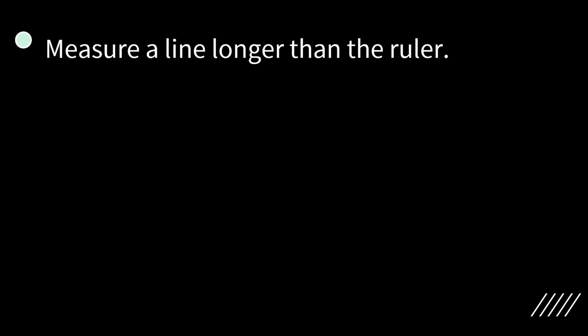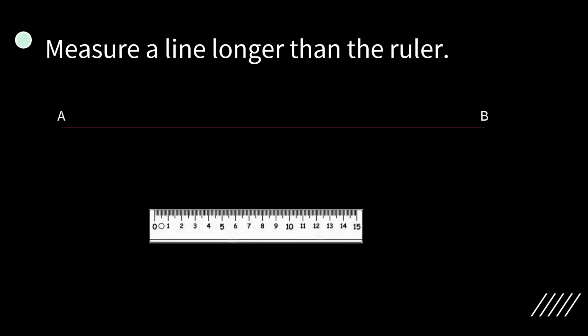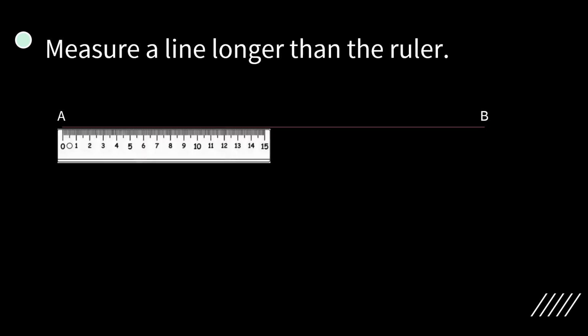How do we measure a line that is longer than the ruler? Let us look at an example. We have the line AB and we have a ruler of 15 centimeters. How do we measure it? First, we measure as we do normally. We put the 0 at the start of the line at point A.